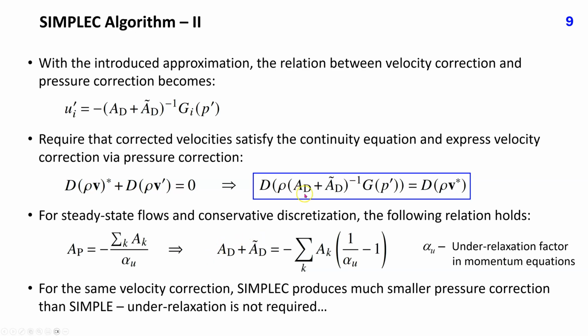By approximating rather than neglecting the off-diagonal terms, we reduce the magnitude of the multiplier of pressure correction gradient in the expression for velocity correction. Thus, for the same velocity correction, the SIMPLEC algorithm produces much smaller pressure correction than SIMPLE, and an under-relaxation of pressure correction is not required.